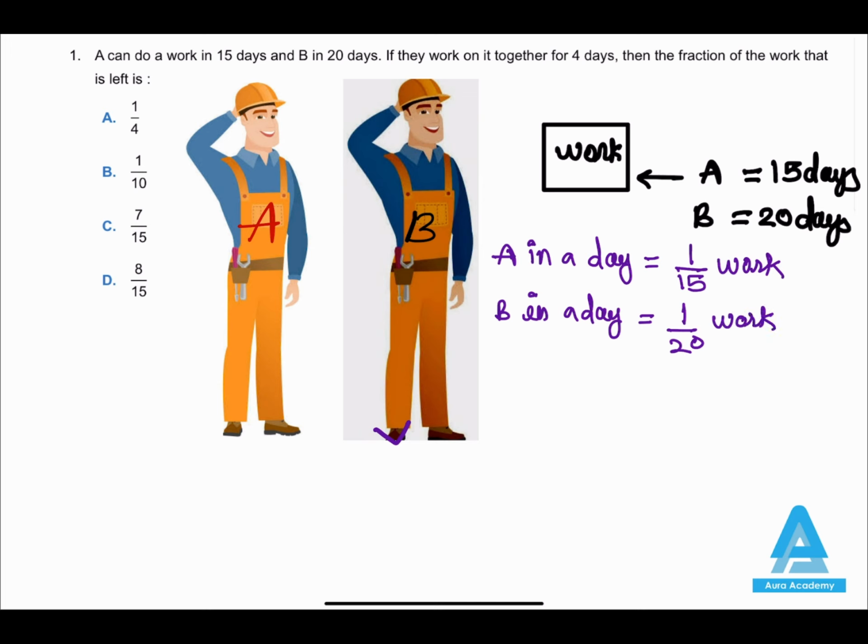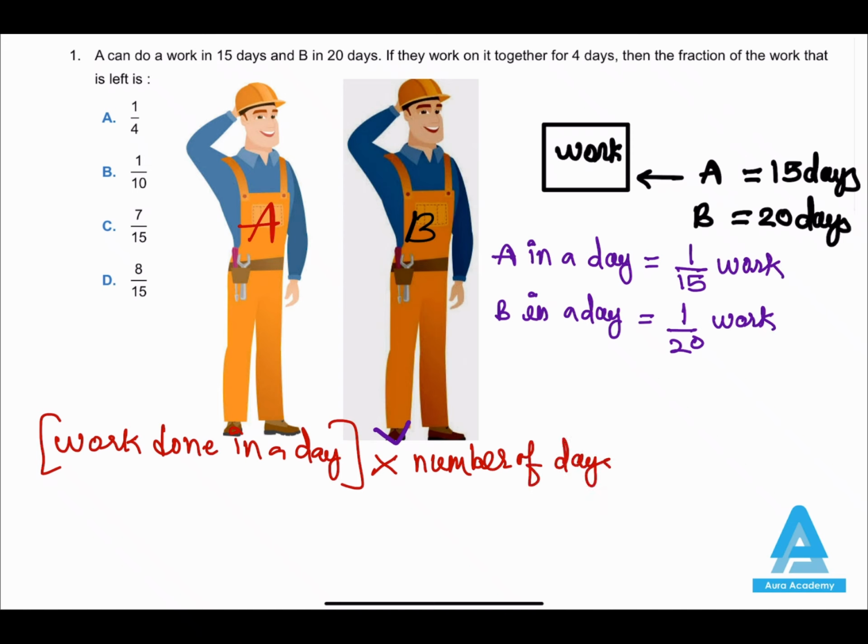Now the question is very simple. How much work is left after 4 days? Okay, so now we know the formula here is work done in a day multiplied by number of days is equal to 1.